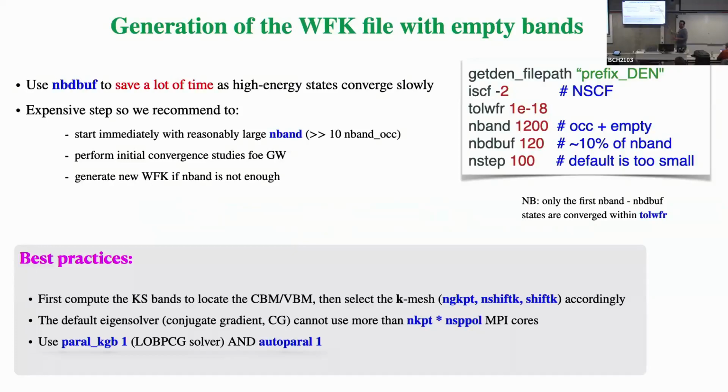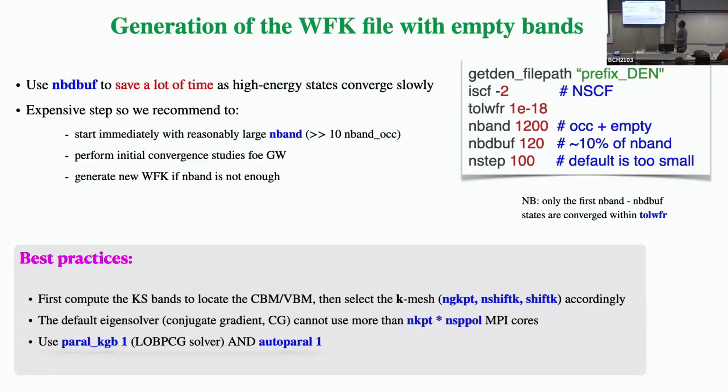And from the density file, you know, in Kohn-Sham theory, you can construct the Kohn-Sham Hamiltonian, and you can compute the eigenstates and the eigenvalues of this Hamiltonian, including high energy states that are needed to build the polarizability and the self-energy. So the first line specifies the density file produced by the SCF cycle. This is just an option that tells Abinit that we want to compute Kohn-Sham eigenvalues non-self-consistently.